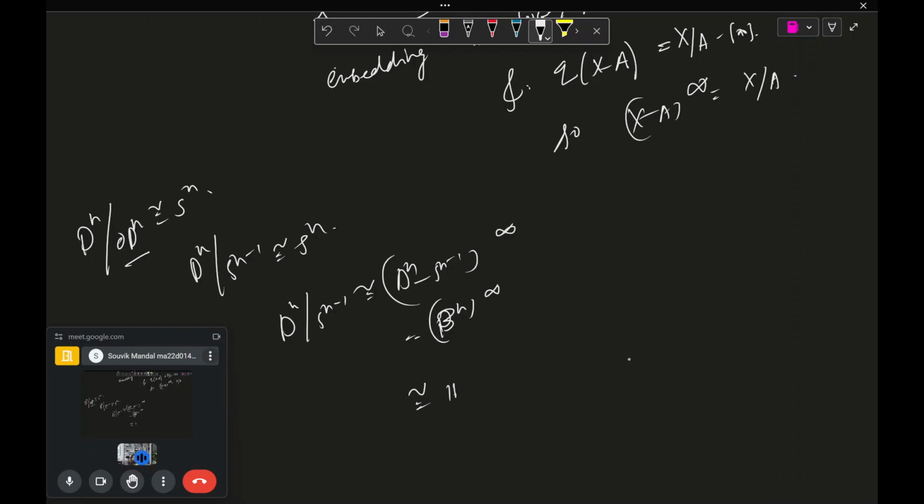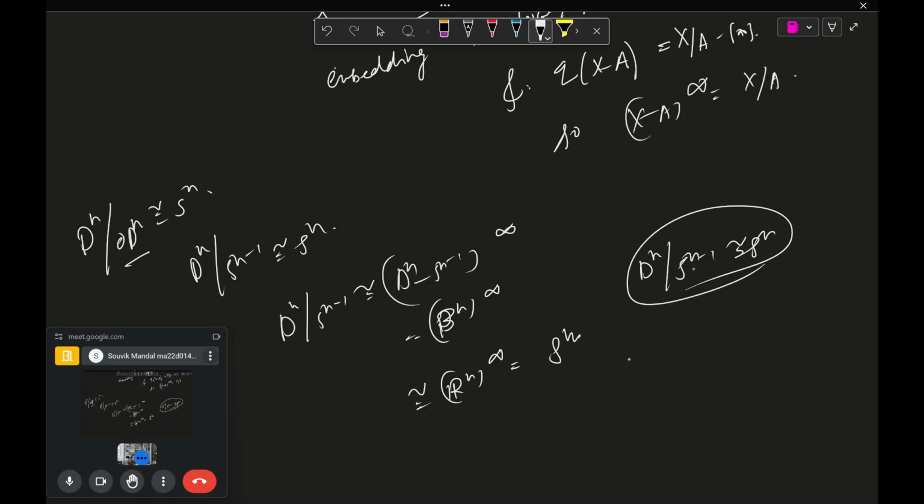You know, the open ball is homeomorphic to R^n, and R^n is one-point compactified. So this tells us that D^n by S^{n-1} is the same as S^n. So this is the proof.